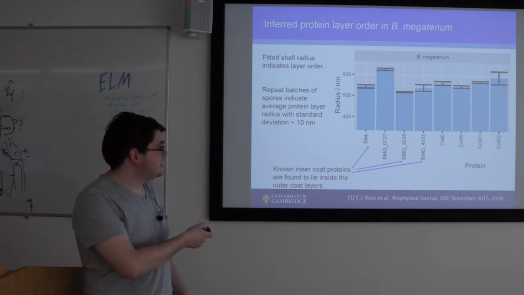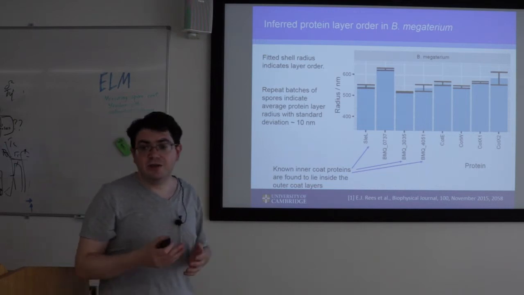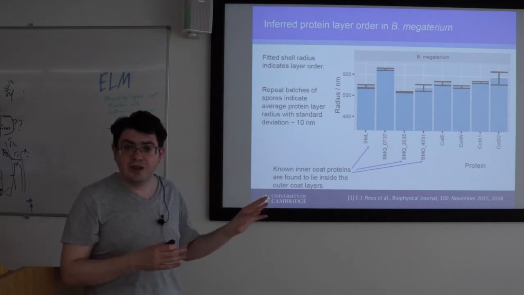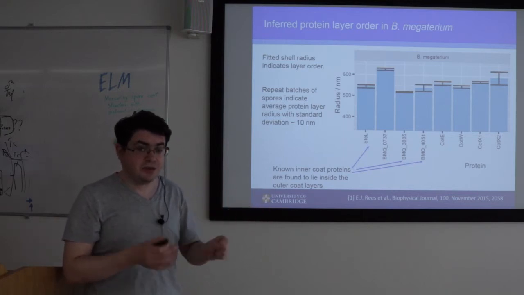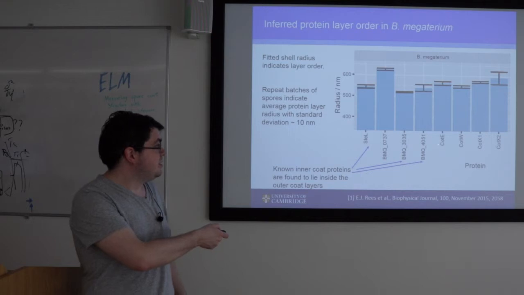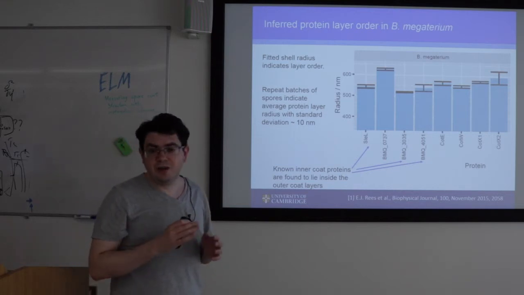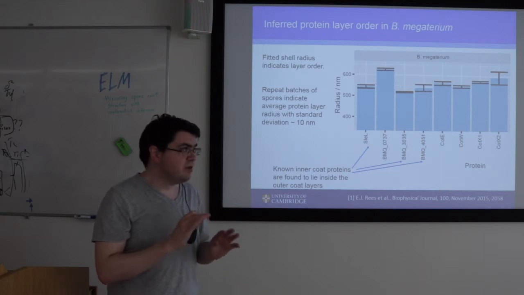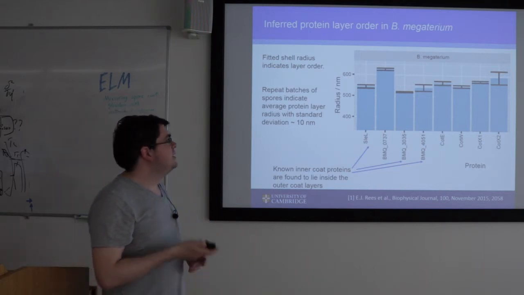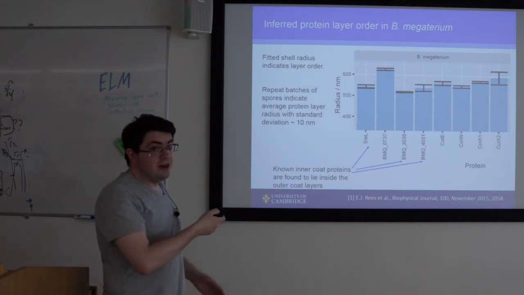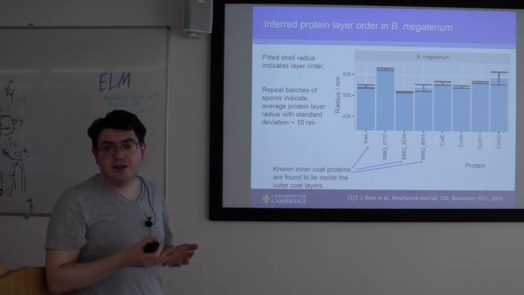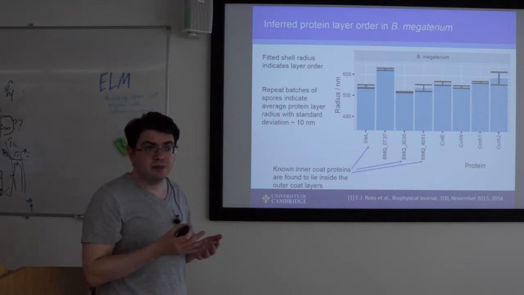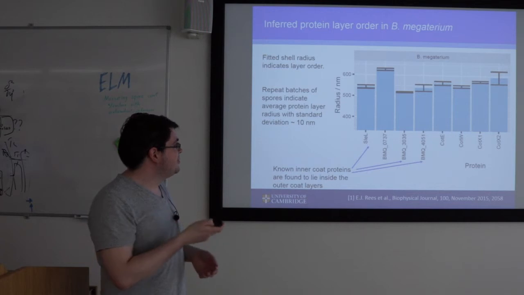And our measurements were consistent with that, and we found that in the Megatherium spore, this coat E protein layer was found sort of as expected in between the inner coat and the outer coat, because we thought coat E might have a morphogenetic role, a structural role connecting the inner coat with the outer coat. Good, so we can map the structure of roughly spherical spores using this method, and I was very pleased with this.